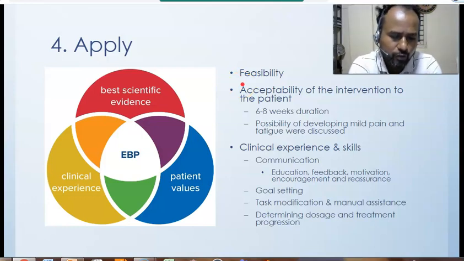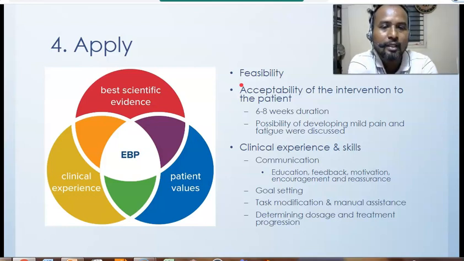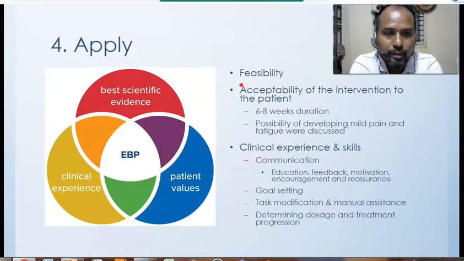I found it's fairly feasible that we have to do sit to stand in different chair heights and so on. We have also made some arrangement for it. I'll explain later, when we discuss treatment. And acceptability of the intervention to the patient.